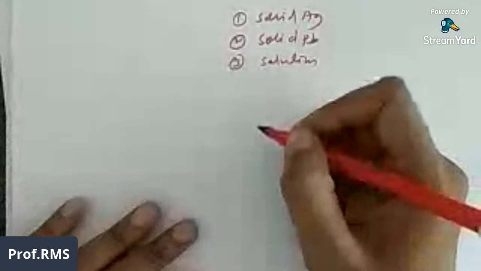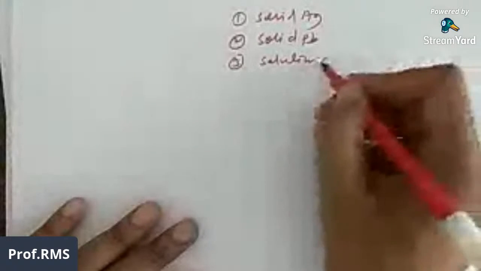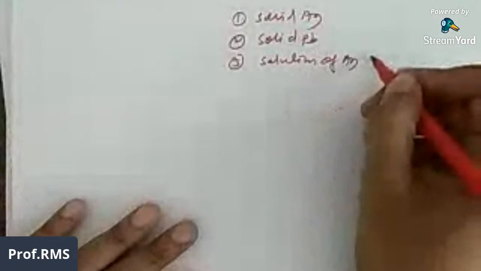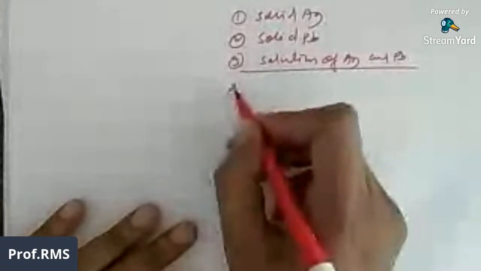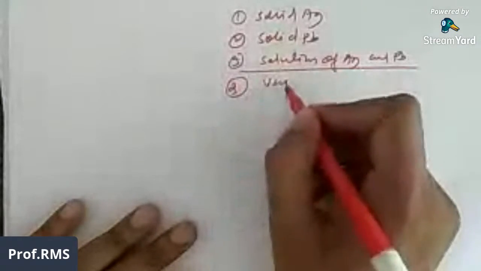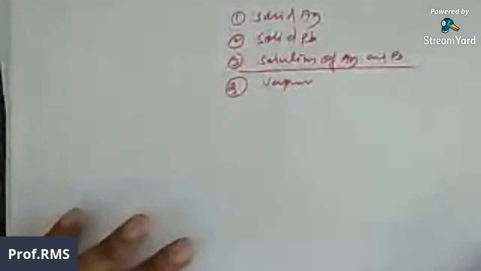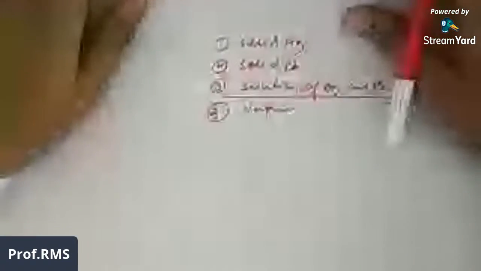Such a solution is known as the molten solution of silver and lead. And the last phase is the vapor phase. Now here will be the most important concept. You can focus here.